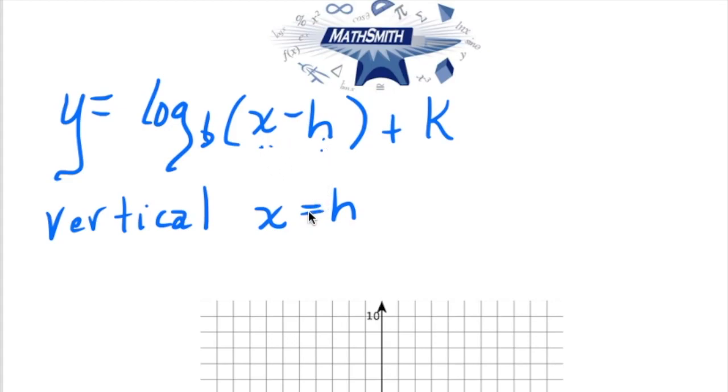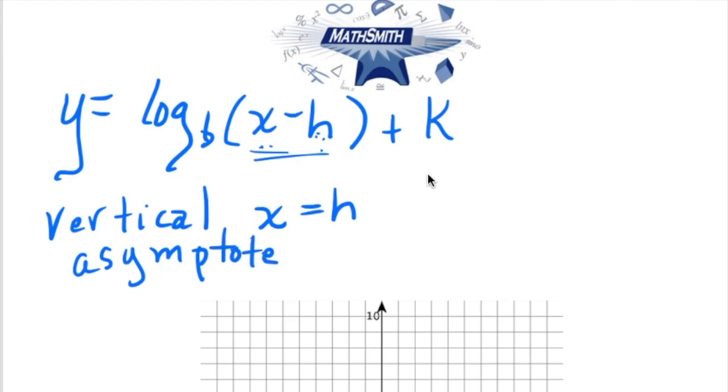So that's kind of like a domain restriction. Try to put that in your calculator. You're saying, what do I take log base 10 of 0? What do I raise the base 10 to in order to get 0? Well, you can't do it, right? So that's why this function is undefined at 0. So if you have an h in there, then you're going to have a vertical asymptote right there.